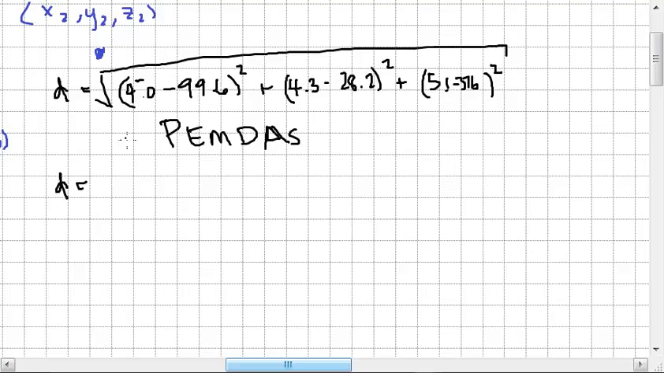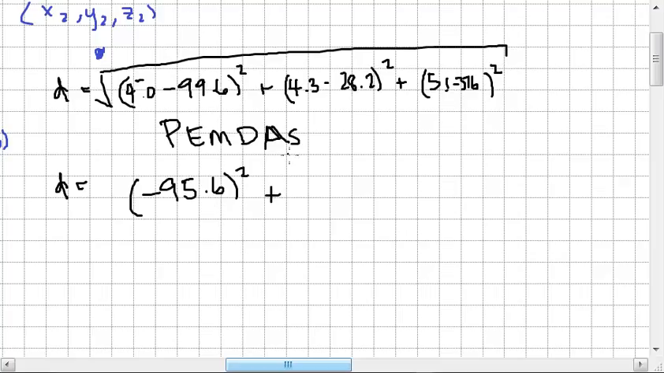The parentheses that we're going to do first is the stuff inside the parentheses. So let's see, that's 4 minus 99.6. And handy dandy calculator, I get negative 95.6. So this guy right here actually becomes that squared.